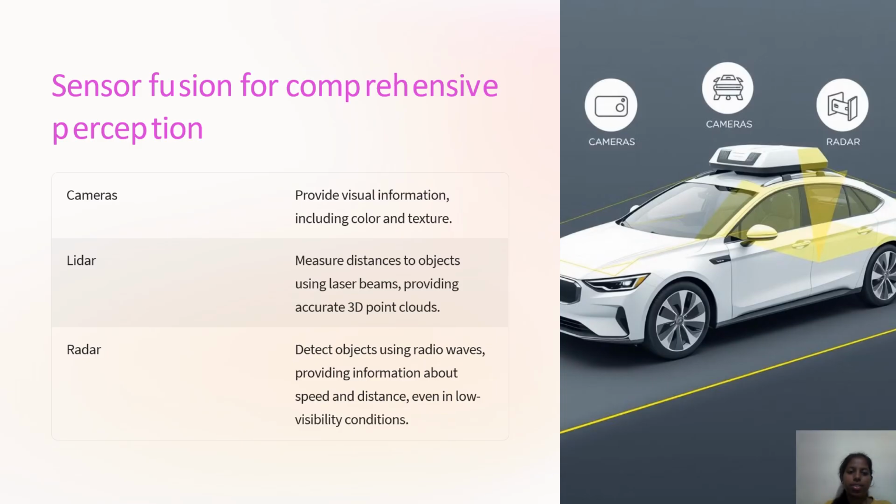Now let's see the sensor fusion for comprehensive perception. The first is cameras, provide visual information including color and texture. And the second one is LIDAR, measure distance to objects using laser beams providing accurate 3D point clouds. Radar, detect objects using radio waves providing information about speed and distance even in low visibility conditions. By using these three equipment, we can detect the objects and measure the distance using laser beams, and radar we can use the Google locations.